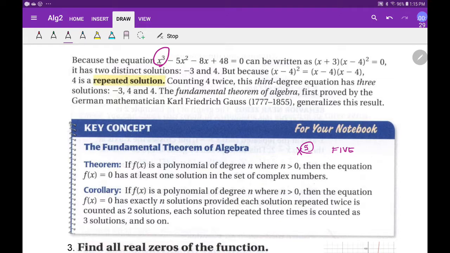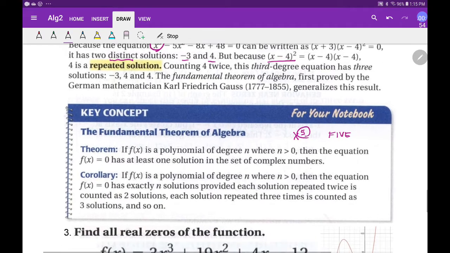There's 2 distinct solutions, negative 3 and 4, but 4 happens twice because x minus 4 is squared. And just as a recall, it's just going to touch the graph there. It's not going to go through if it's to the second power. But I do have 3 roots. I have negative 3, I have 4, and I have 4 again. If it happens twice, I count it twice.